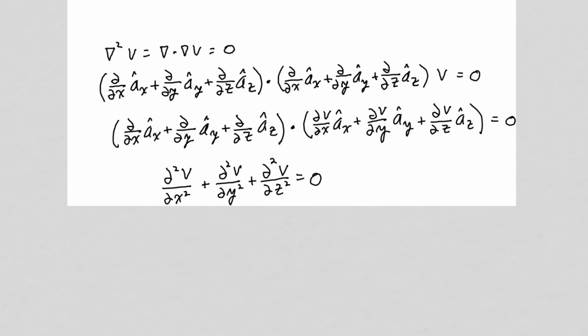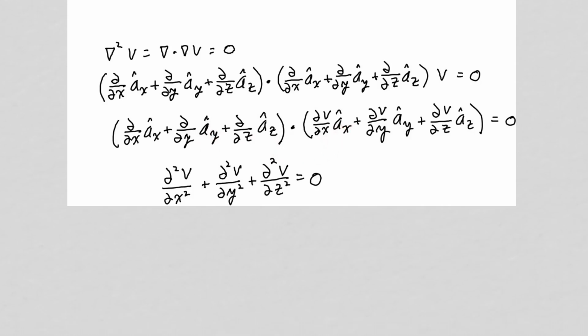Second term, ay dot ax is 0, ay dot ay is 1. So again, we'll then have the second derivative of the potential with respect to y. And ay dot az is 0. Third term, az dot ax is 0, az dot ay is 0, az dot az is 1. So we're left with the second derivative of the potential with respect to z. So the Laplacian in Cartesian coordinates is given by this expression right here.